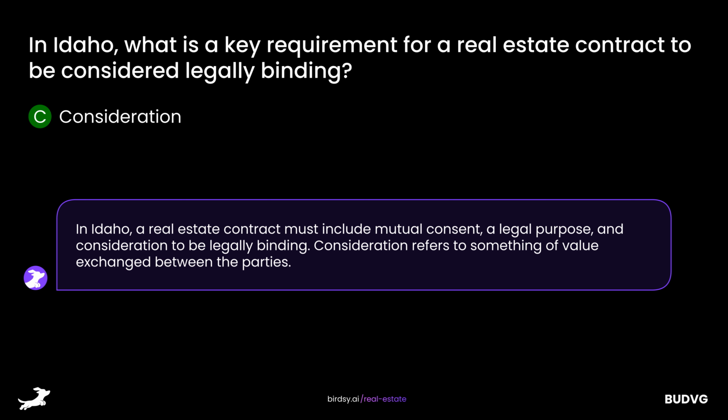In Idaho, a real estate contract must include mutual consent, a legal purpose, and consideration to be legally binding. Consideration refers to something of value exchanged between the parties.